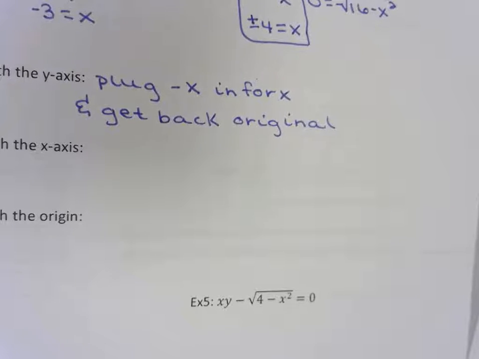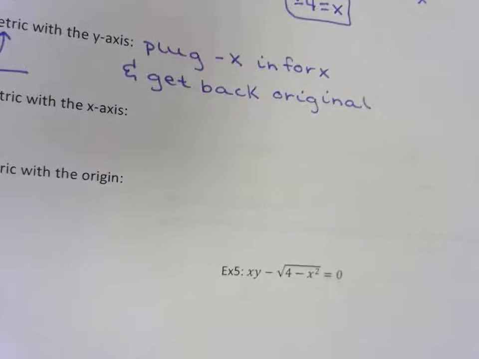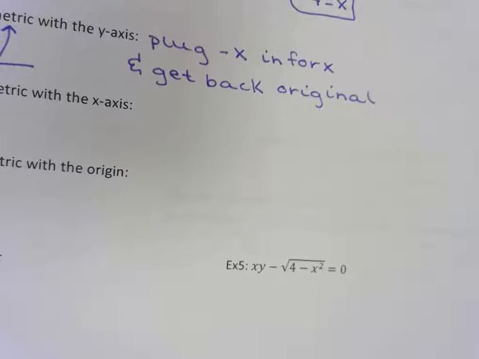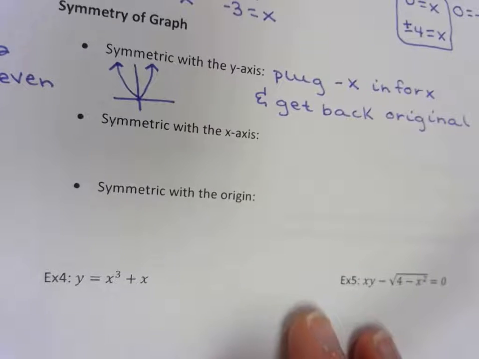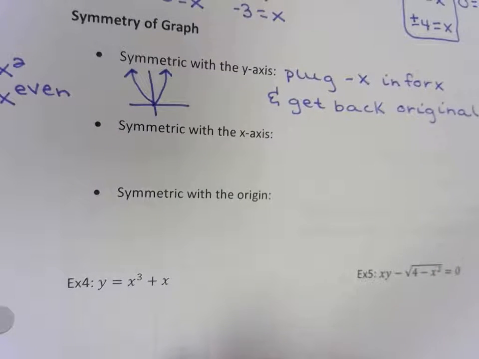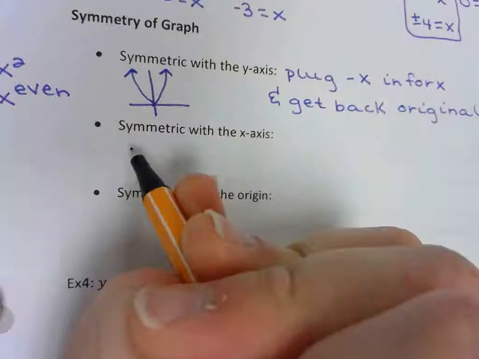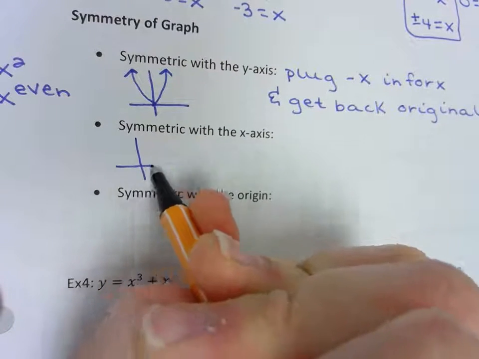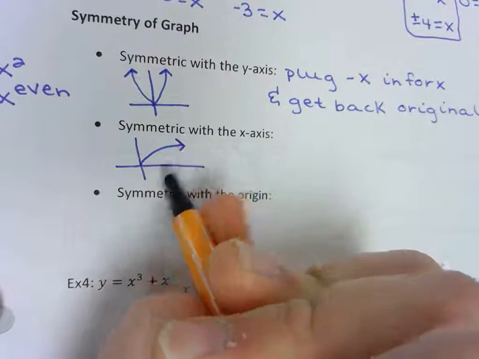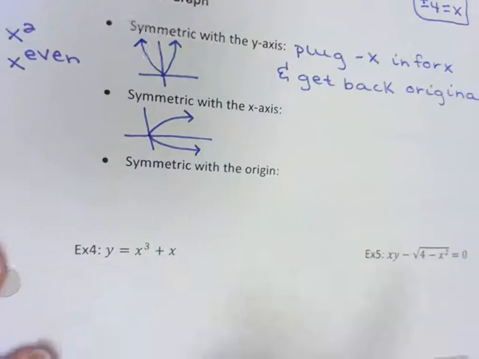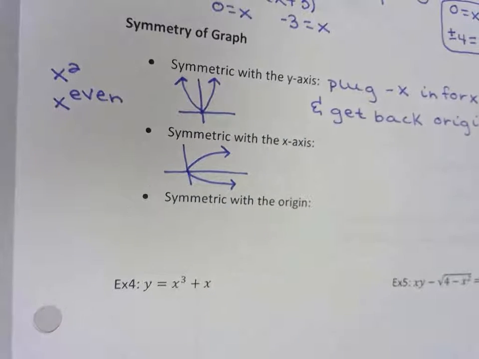Let's do symmetric with the x-axis. Symmetric with the x-axis. This one's a little hard. We're not super familiar with it. What would be a graph that would be symmetric with the x-axis? You haven't done this very much. You basically only did these when you did conic sections.